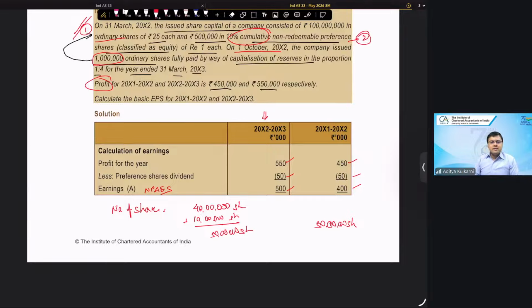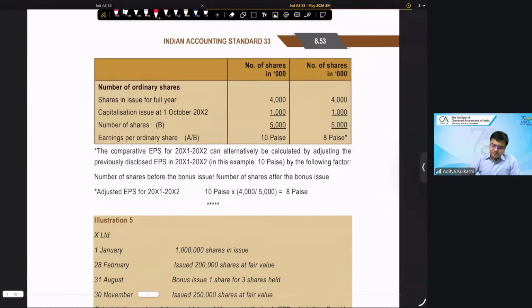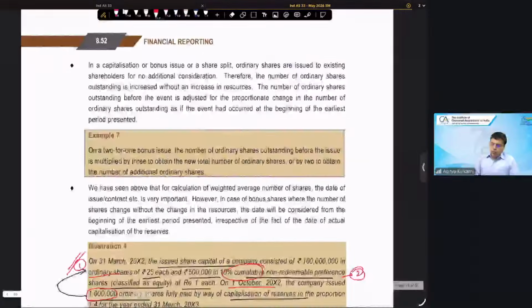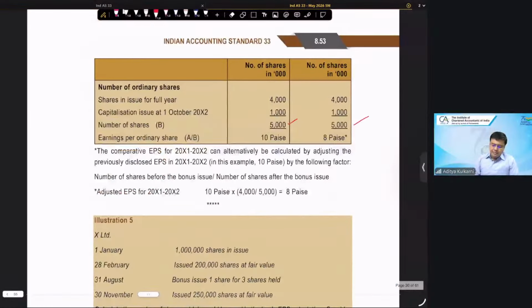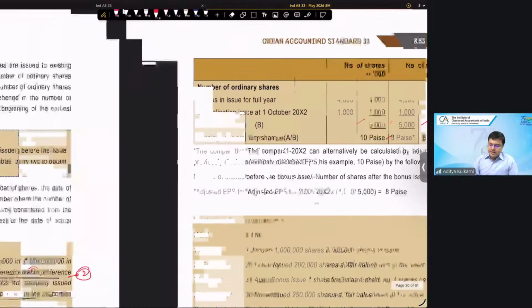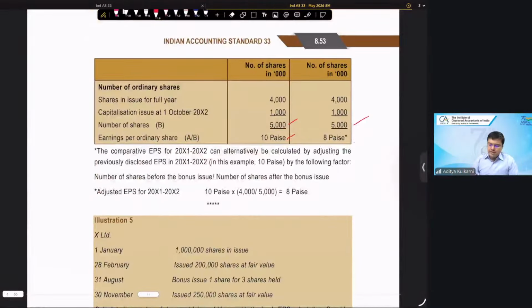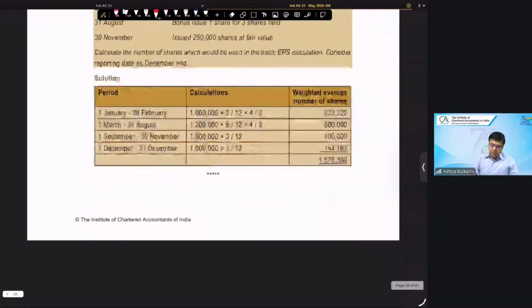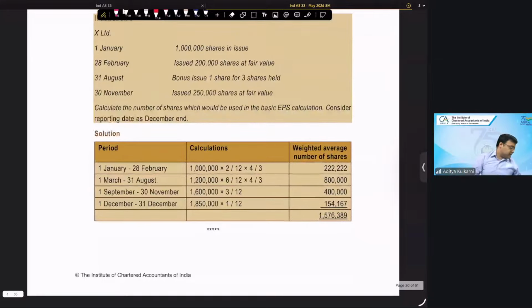Are we okay with this? Yes, sir. So this is the number of shares. When you divide 500 by 5000, you will get 10 paise. And when you divide 400 by 5000, you will get 8 paise. So this is the simple bonus share calculation that you have to do. All right, that takes care of the first part. Then the next one.